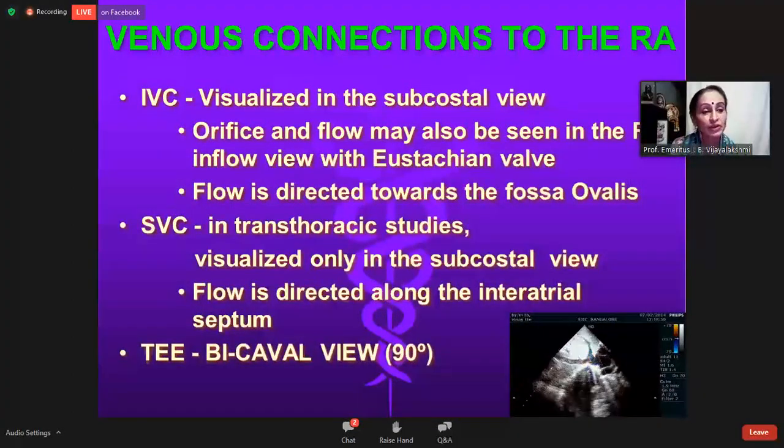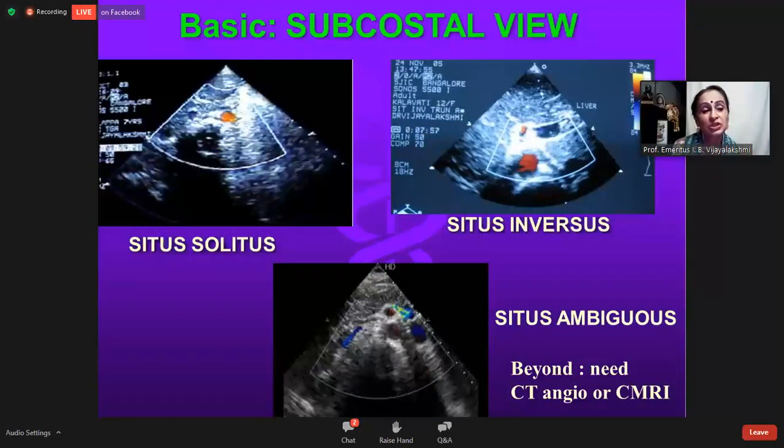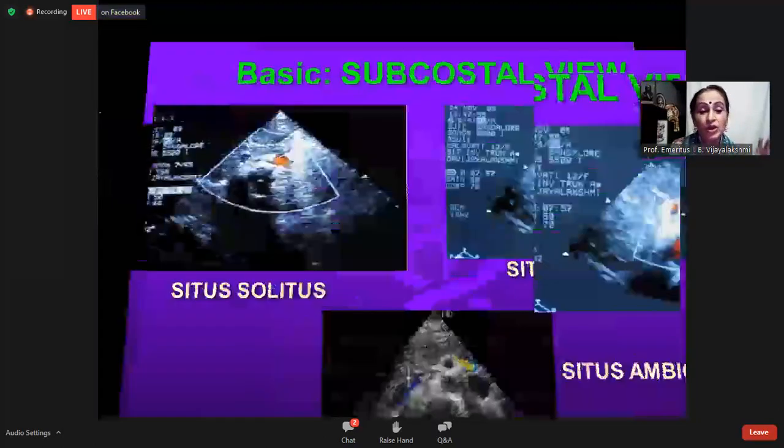When we come to the inferior vena cava, it is visualized very well, and especially when it is dilated and the spontaneous echo contrast is seen, we have to be very careful. And the bicaval view is the best in the transesophageal echocardiography, where you see both the SVC and the IVC in one plane. So in subcostal view, you have to look for the aorta and the IVC. And normally, in the situs solitus, aorta is to the left and IVC is on the right. But in the situs inversus, it is reverse. Whereas in situs ambiguous, we are not able to make out which side it is.